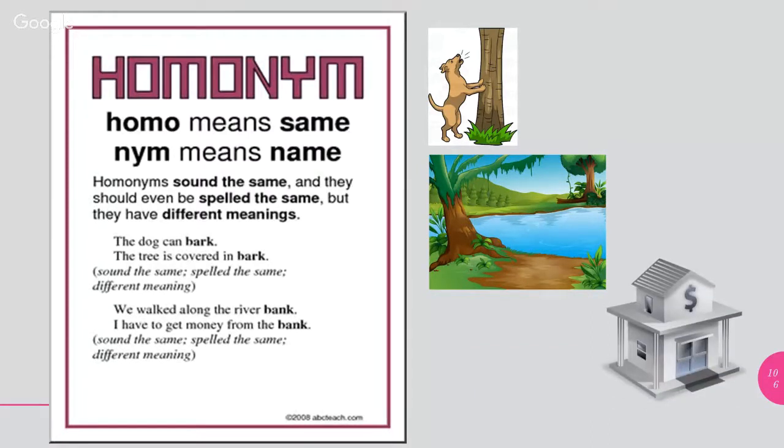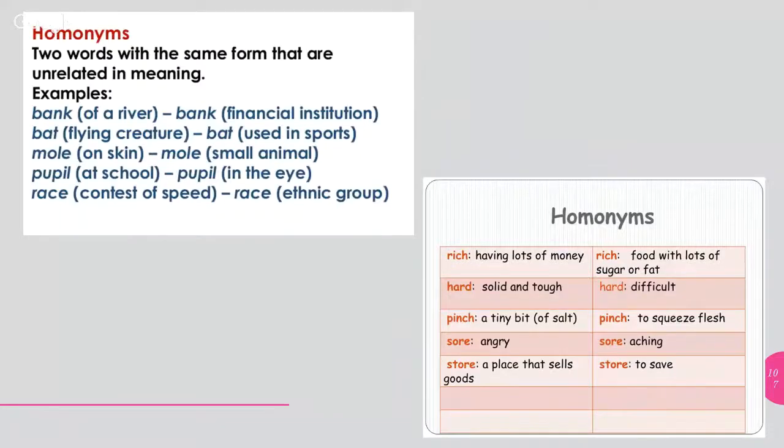Bank where you deposit your money. Homonyms, two words with the same form that are unrelated in meaning. Bank of a river or bank which is a financial institution. Bat, flying creature, or bat used in sports.